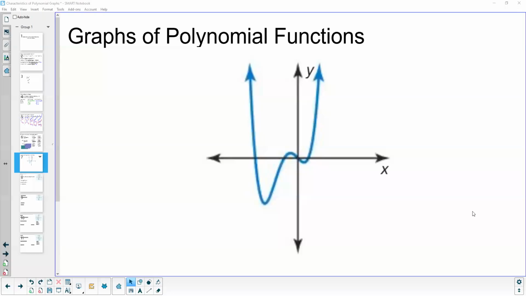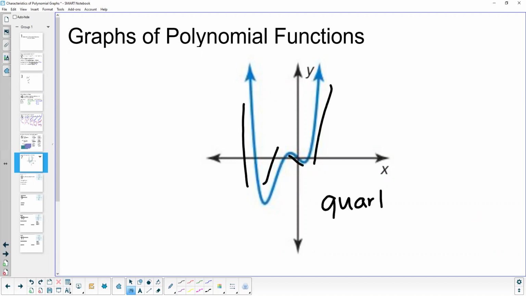Hi, this is Mrs. Kinman, and in this video, we're going to be discussing different characteristics of graphs of polynomial functions. Now, up here, we have a graph of a polynomial function. In our previous video, we talked about how we can identify what type a polynomial function is by counting how many motions it has. So this one goes 1, 2, 3, 4.